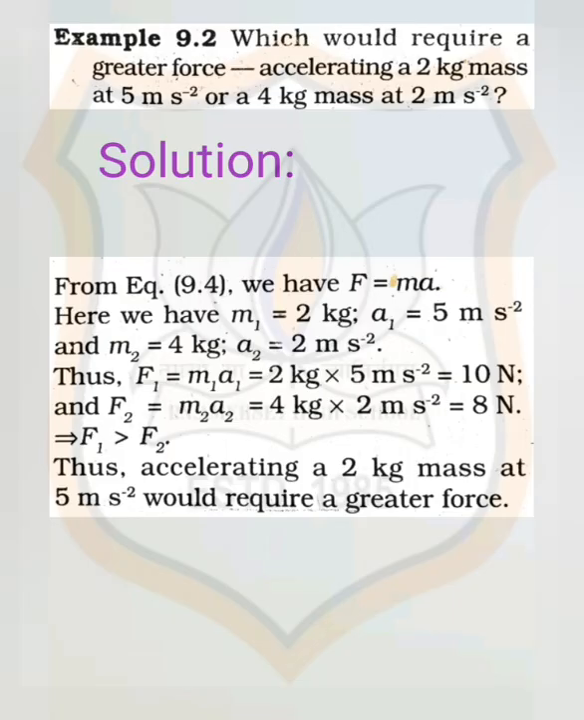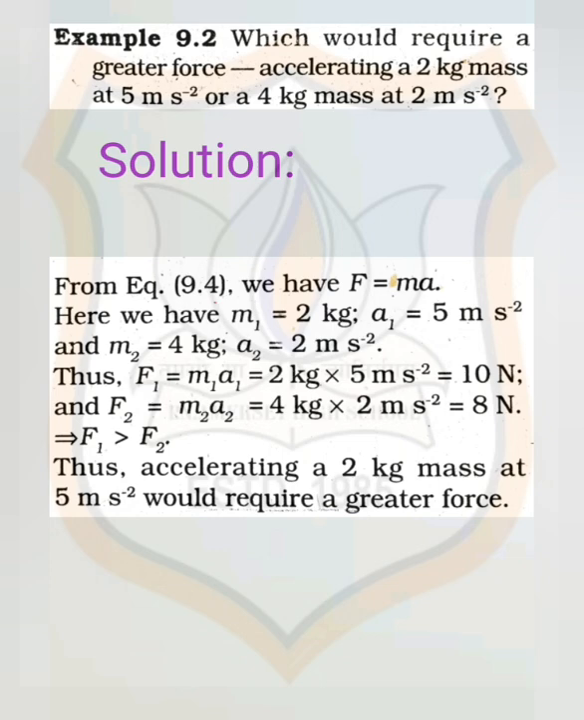Now next, example 9.2: which would require a greater force, accelerating a 2 kilogram mass at 5 meter per second square, that is acceleration, or a 4 kg mass at 2 meter per second square? So let us start the solution. We'll compare both quantities and we have the simple formula F is equal to ma. We have proved this. Here for the first case, m1, the first mass, is 2 kg and acceleration a1 is 5 meter per second square.